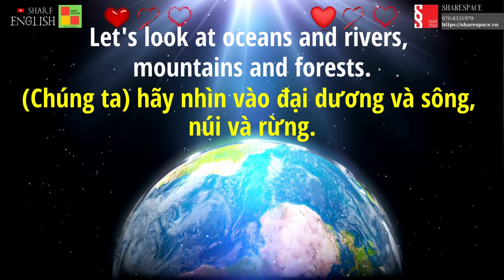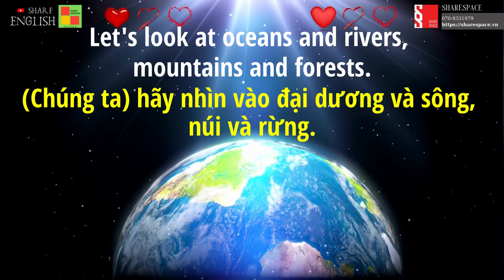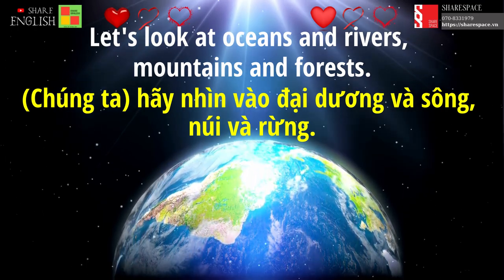Let's look at oceans and rivers, mountains and forests.